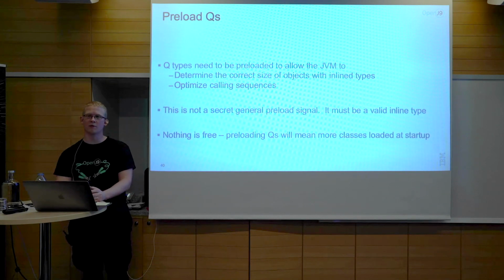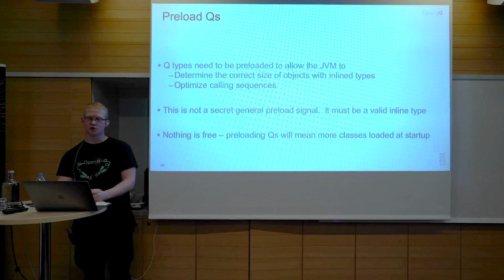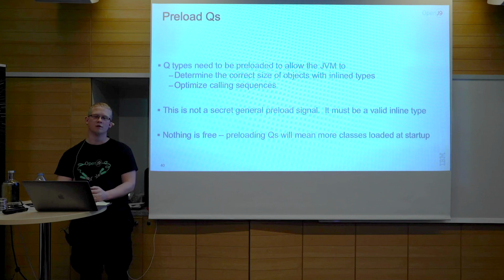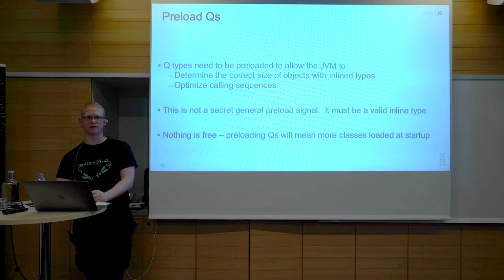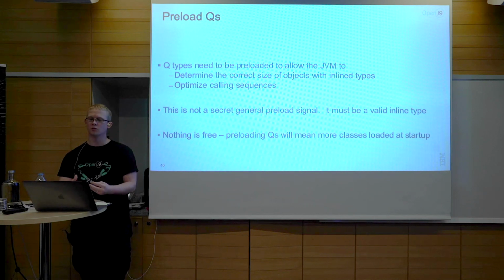Now, as we've been talking about flattening, I'm going to introduce Q here, which I haven't talked about much. That's the carrier type that we use for value types, for inline types, when we want them to be flattened, or we want to hint to the VM that this is the location you would like them to be flattened. And so those Q types all need to be preloaded. The JVM is going to have to look at every class that gets loaded and determine what Q types it talks about and preload them so that it knows what size they are. We need that to know how to lay out fields for objects that have inline types.